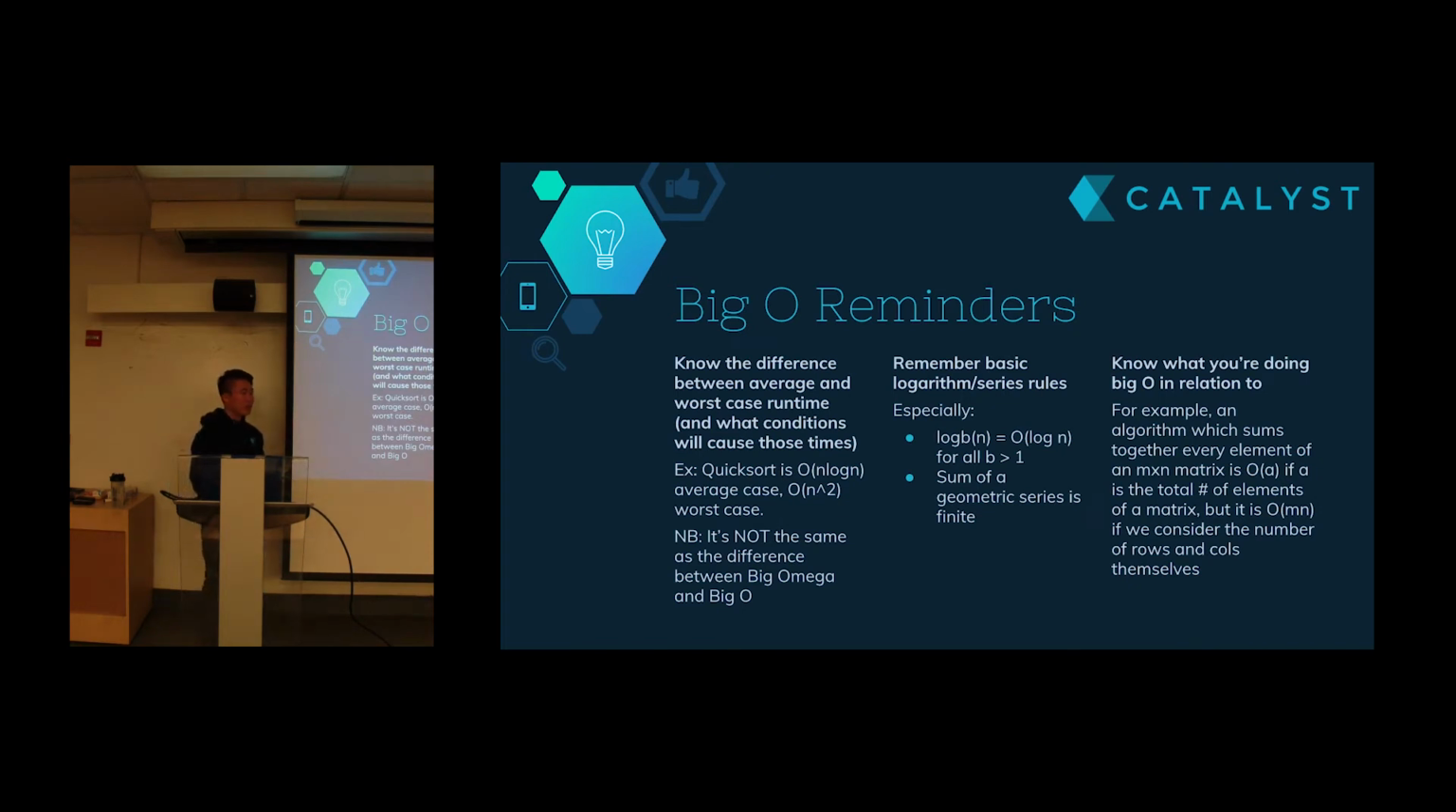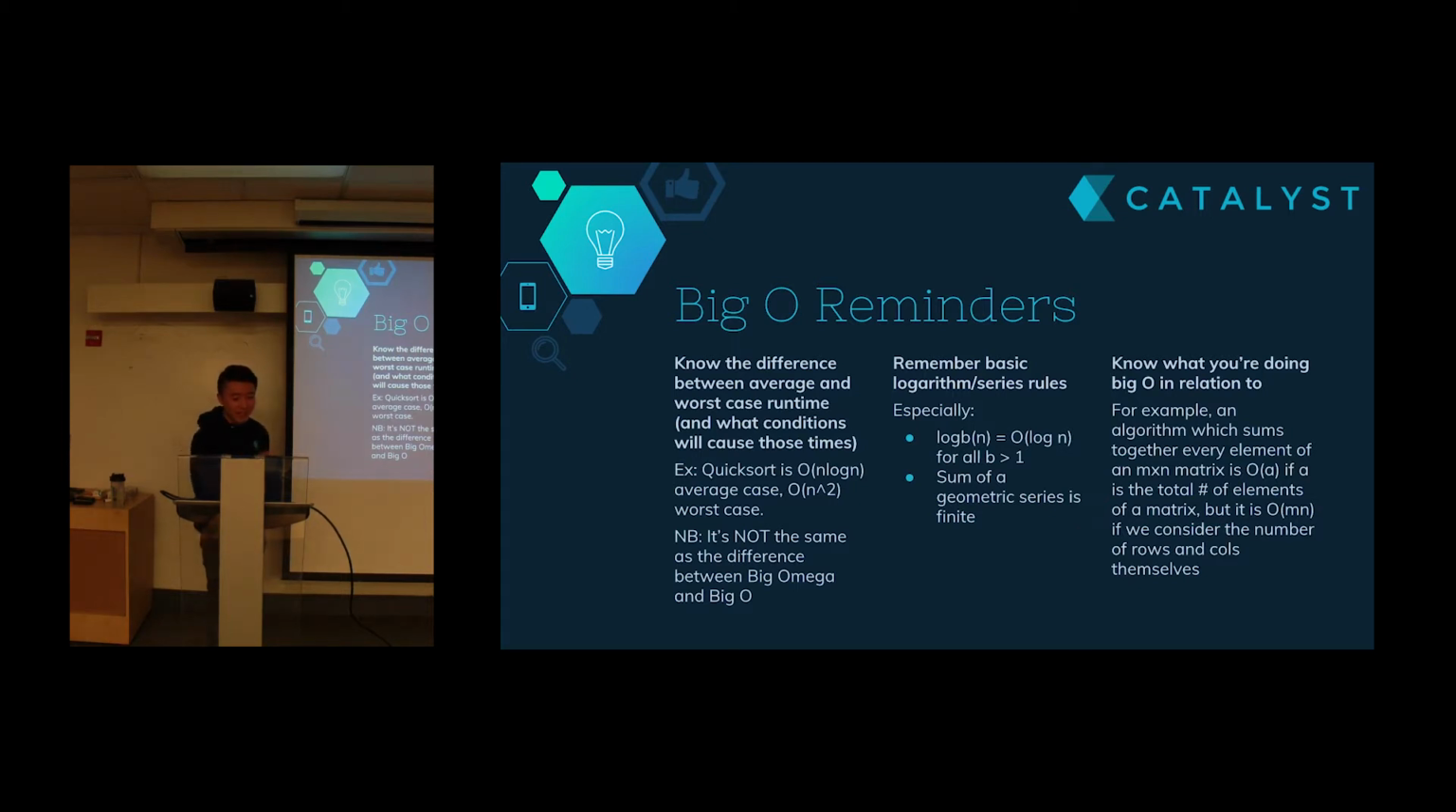So, just a couple of reminders about big O. First, you should know the difference between average and worst case runtime and what conditions will cause those times. The Big O cheat sheet is very helpful for this because it also gives you best, worst, and average case runtimes. For those of y'all who took 201, you'll know that quicksort is O of n log n average case, but it's O of n squared in the worst case. And those can be very different. To be fair, those only happen under very specific circumstances, but sometimes interviewers do like to quiz you on tricky things like that.